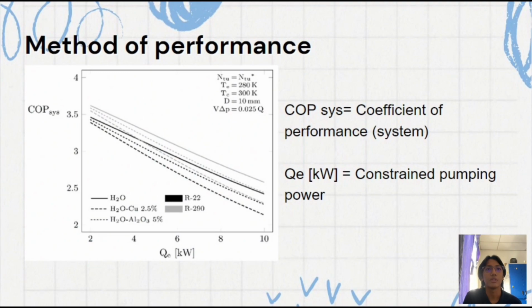As we can see from the graph provided, both of the enhanced fluids have a lower coefficient of performance than the working fluid for both refrigerant R22 and R200. As I mentioned earlier, this is because the enhanced fluid has a higher fluid viscosity, which makes it require more pumping power. This is the main reason why the doped fluid has a lower coefficient of performance.